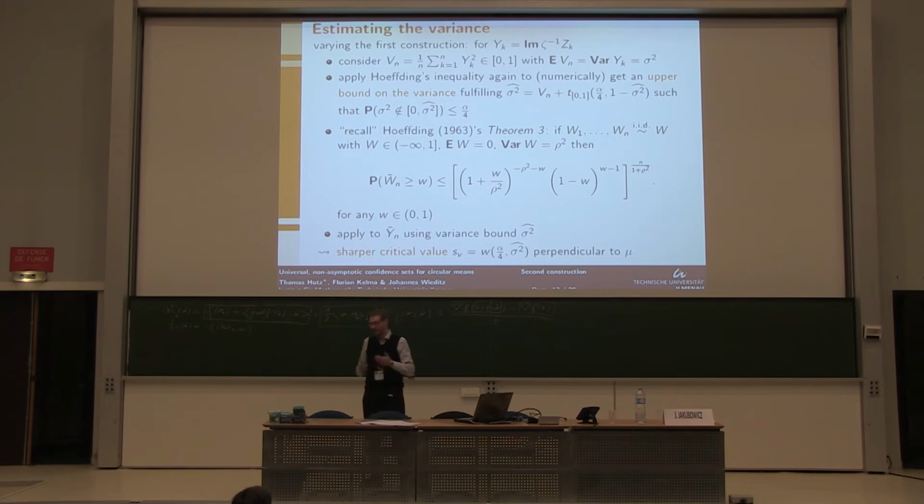But you can also estimate the variance by a similar trick. If you go into the direction perpendicular, you might think this is the y direction, and you consider the squares of the y's, those allow you, under the hypothesis, to estimate the variance, so give an upper bound on the variance, again by Hoeffding's inequality, since these are bounded random variables too. And then you can use a different inequality by Hoeffding, which takes the variance into account as well. Putting this together, you get a sharper critical value in the perpendicular direction by estimating the variance.